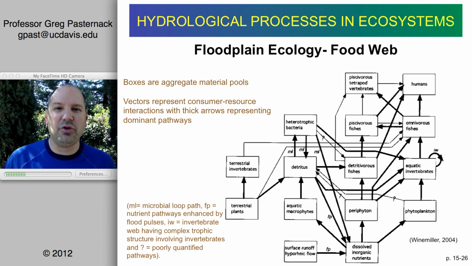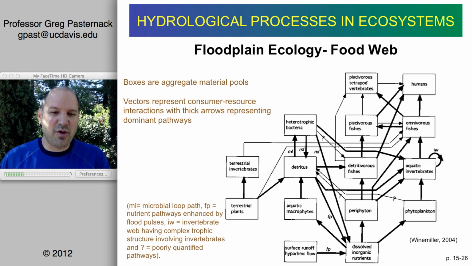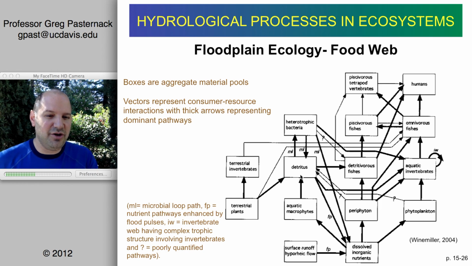Hyporheic flow is flow through the ground, under a river channel primarily, but not always like that. Okay, and so from that water, then that might be carrying dissolved inorganic nutrients. You can see that if you move up, those nutrients promote aquatic macrophytes, periphyton, and phytoplankton. If you don't know what those are, pause here and you can go look them up because you should know what those are. Detritus just means particulate material.